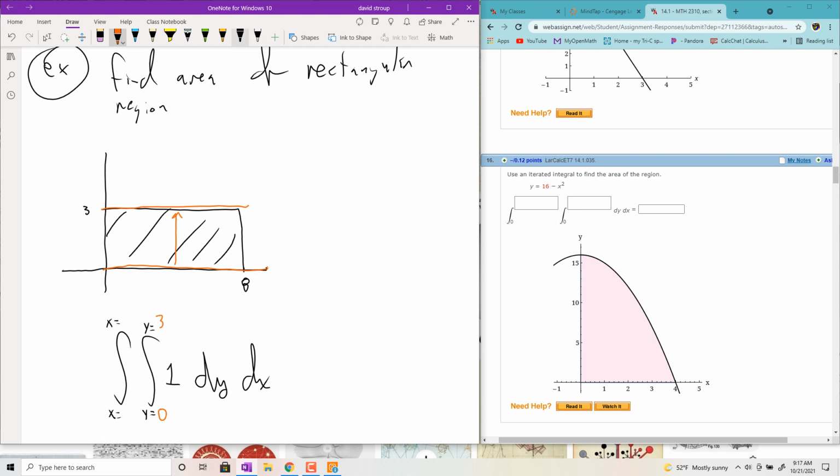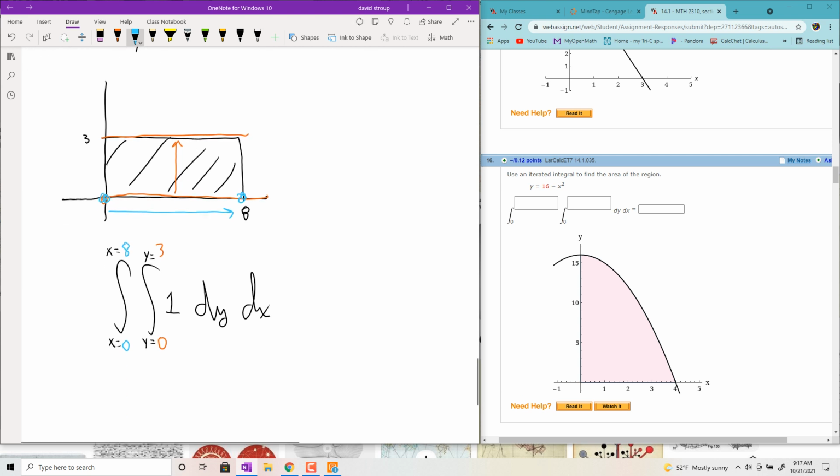And then x, you're thinking point to point. So you're going from x equals 0 to x equals 8. So you're going from here to here and integrating in that direction. So x equals 0 to x equals 8. And that should give us our answer. Okay, so let's see if it works.